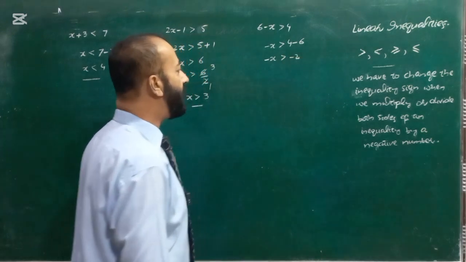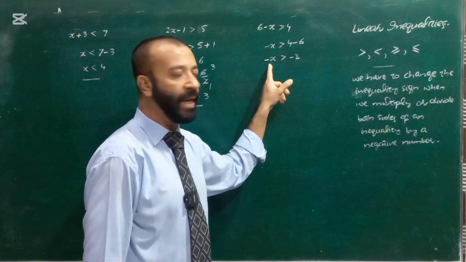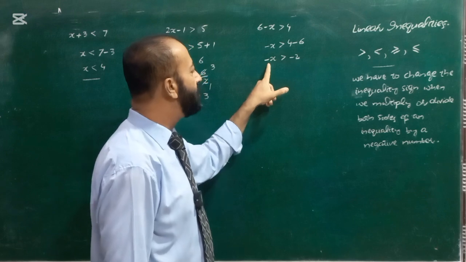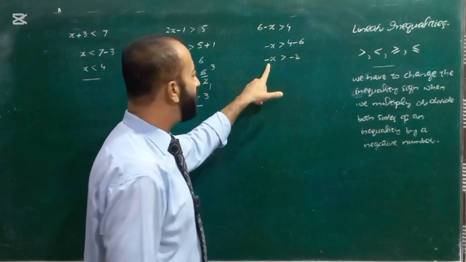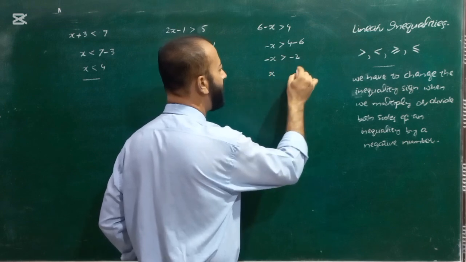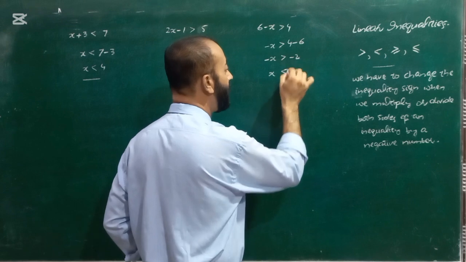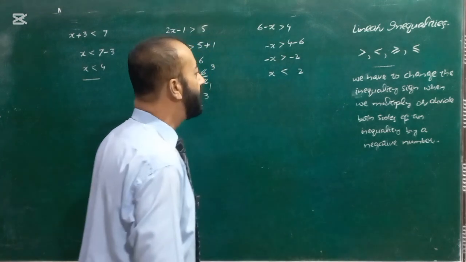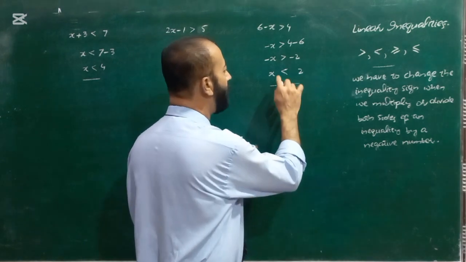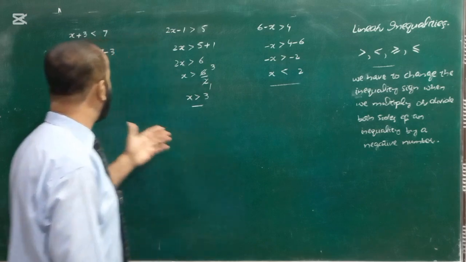But at this step, be careful. Here is minus x, and we want plus x. So we multiply both sides by minus 1 to get plus x. We are multiplying both sides by a minus sign, so it becomes x and it becomes 2. But this sign will be changed into this sign. The direction of the inequality changes when we multiply or divide both sides by a minus sign. So these are the answers.